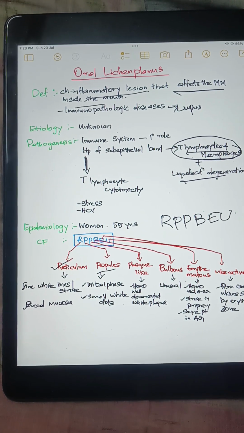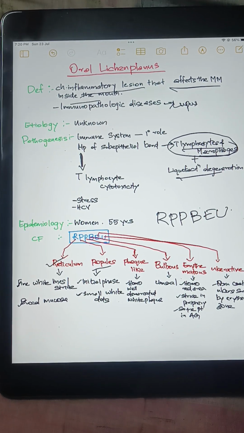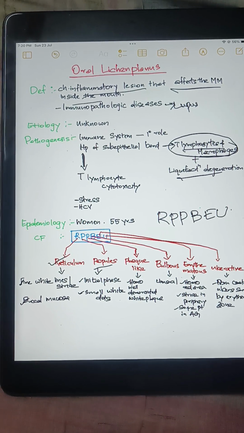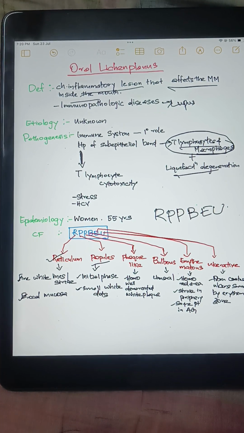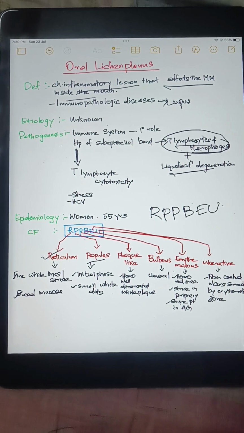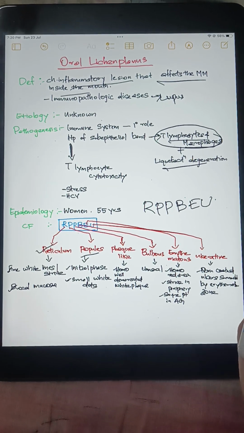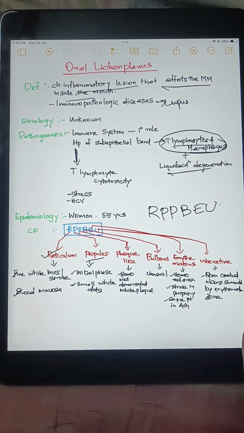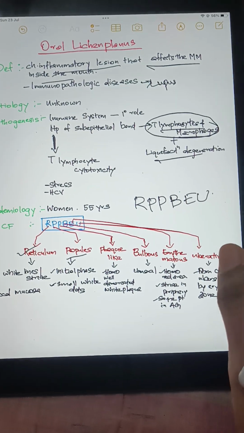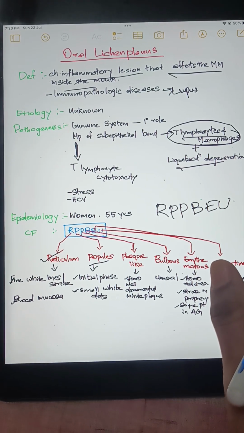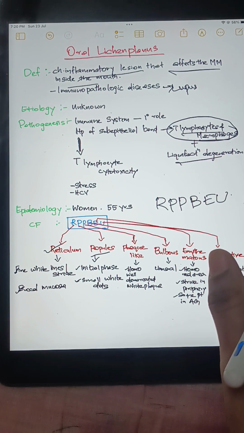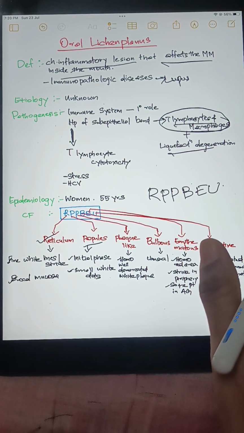So these histopathologic characteristics show that the cell-mediated arm of the immune system is involved in the pathogenesis of oral lichen planus through T lymphocyte cytotoxicity, which is directed against antigens expressed by the basal layer. This oral lichen planus is seen mostly in women, especially around 55 years of age.